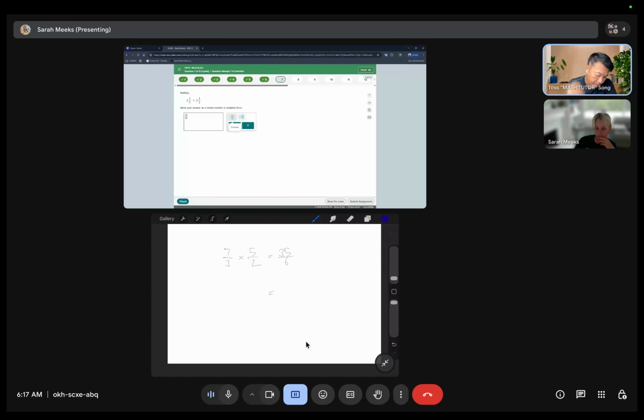6 can go into 35 how many times? 5. And the remainder is 5/6. Yeah, the remainder is 5 over 6, same denominator. Okay, good.